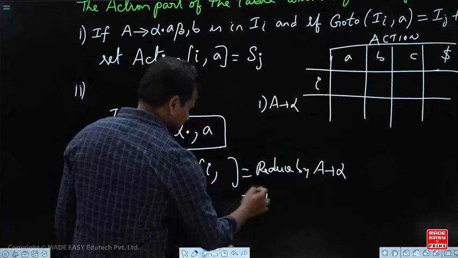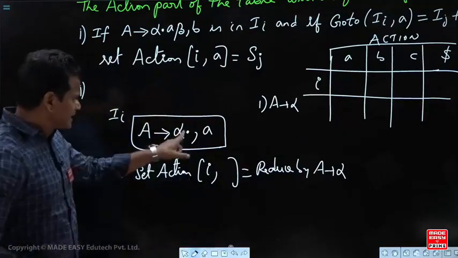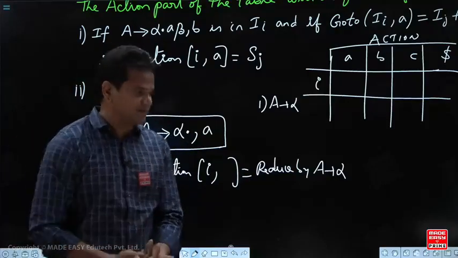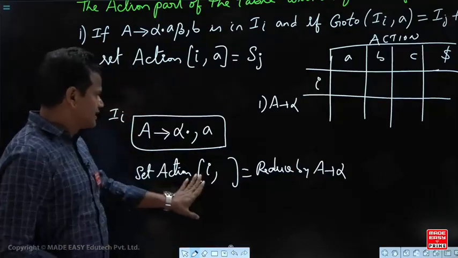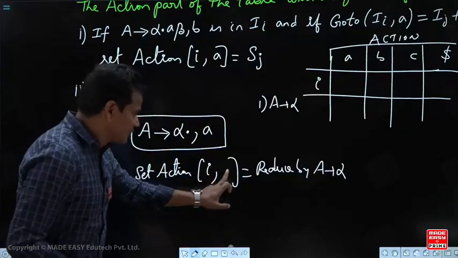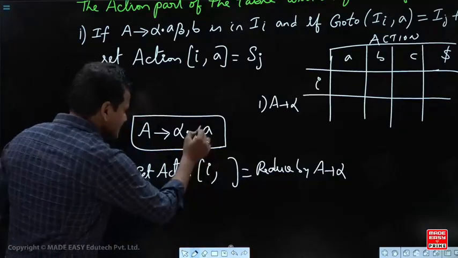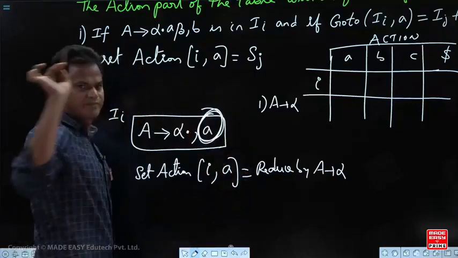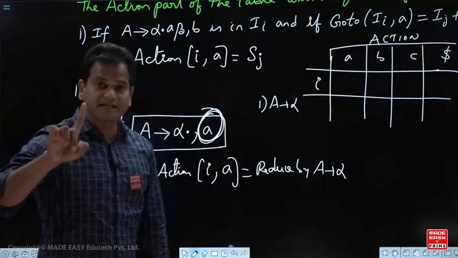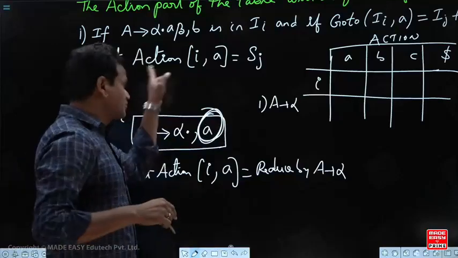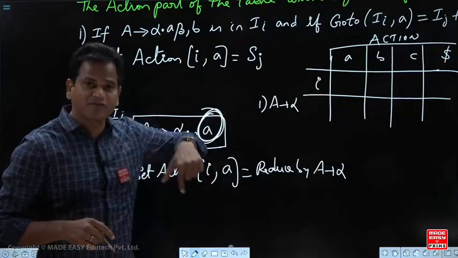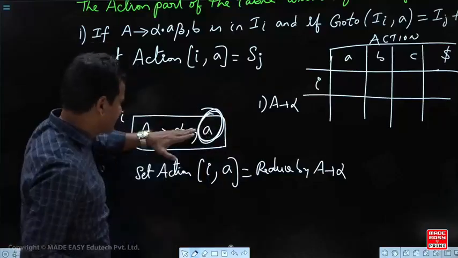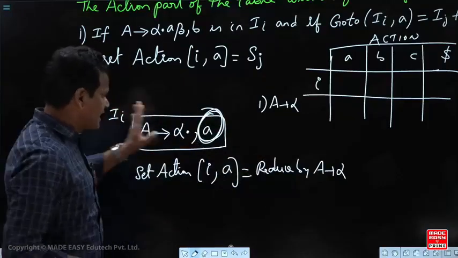Look at this. Here also, as it is the final item, we write reduce by A derives alpha, and the name of the state is Ii. So ith row. Which column? Easy. Here, what is the look ahead? Whatever the look ahead, under that column. You remember? Whereas in the case of SLR(1), you have to find the follow of A. Here you need not find any first and follow. Simply, final item, reduce. It is ith row.